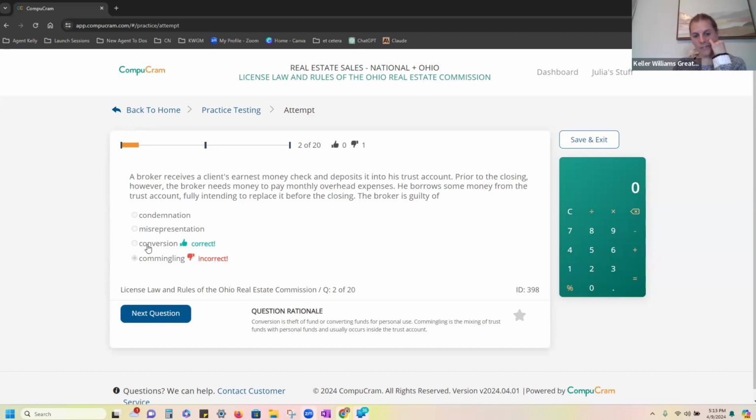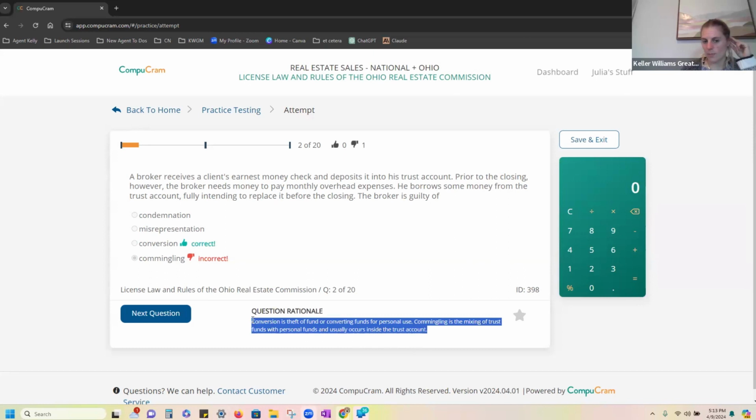And the correct answer is conversion. Conversion is the theft of funds or converting funds for personal use. Commingling is the mixing of trust funds with personal funds and usually occurs inside the trust account. But conversion is going to be the theft of funds or converting funds for personal use. Even though he is using it for business or personal things, that would be conversion. Commingling is when he mixes the trust account with his personal funds.